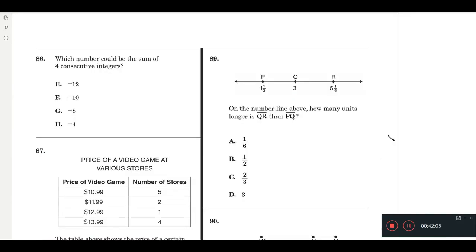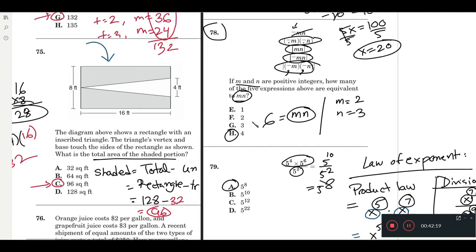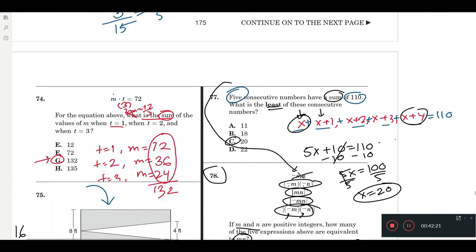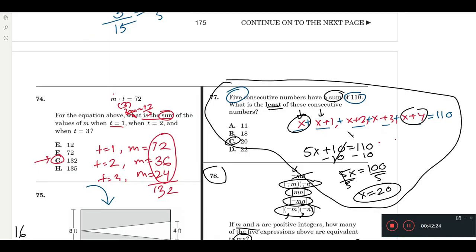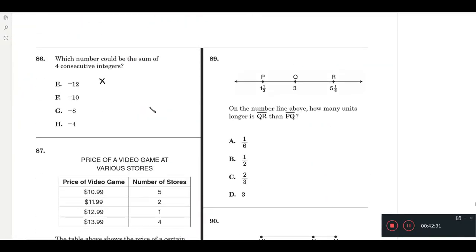86, which number could be the sum of 4 consecutive integers? So what can we do in this case? We can use the method we used for the last question. You see how much they use the word consecutive? We can think of 4 consecutive numbers as x, x plus 1, x plus 2, and x plus 3.